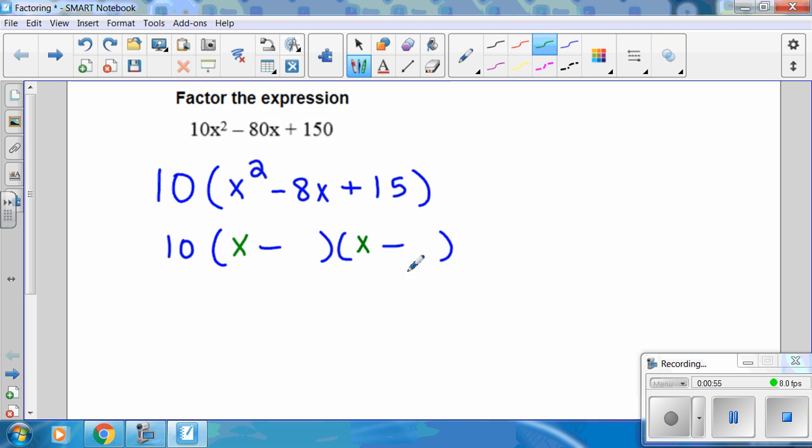Then two other terms to multiply together to give us 15. And since the signs are the same, those numbers have to have a sum of 8. So that's 5 and 3. And this should be factored correctly.